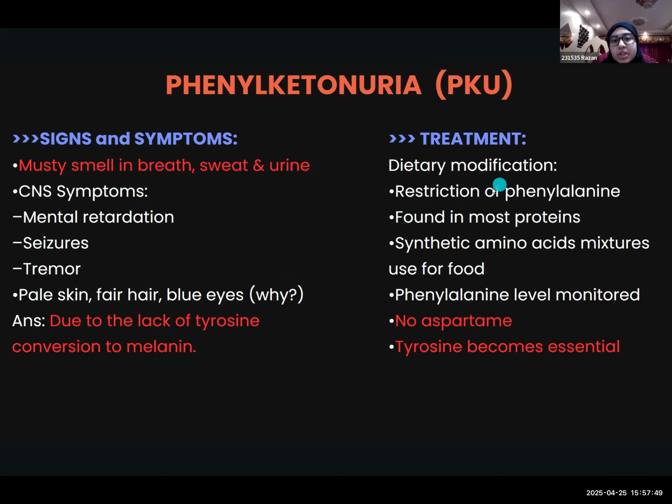Dietary modification: we restrict phenylalanine, give them a specific type of food, and the most important thing is that we don't give them aspartame. Aspartame is found in bubble gums and sparkling drinks and these things, so we shouldn't give them aspartame. And at this point, we need to give them tyrosine since the body cannot make it.